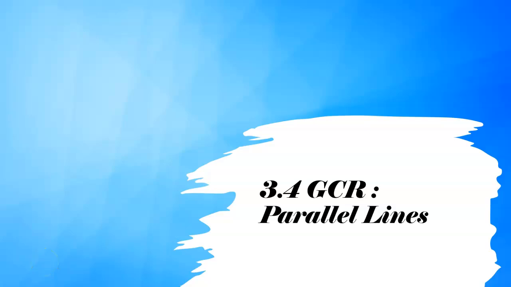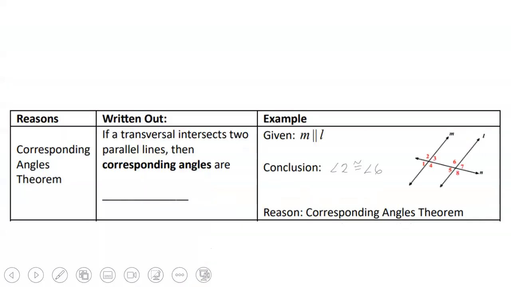This section is about using our theorems as justifications with parallel lines. We're going to be using given, conclusions, and reasons in this section, GCR. So the first theorem in your notes is the corresponding angles theorem.